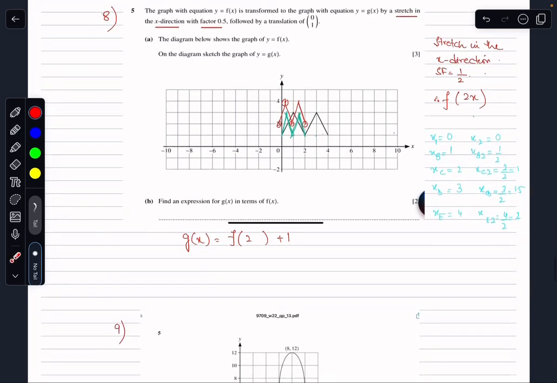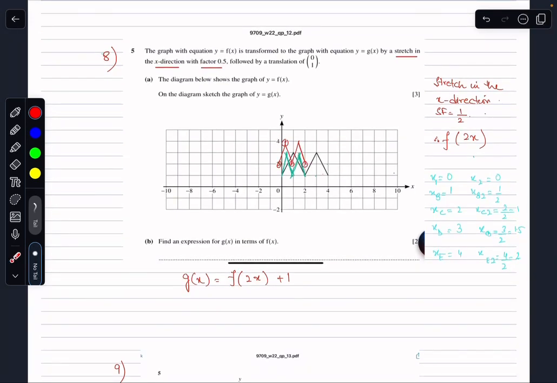Now the second part of the question, find an expression for g(x) in terms of x. So what is going to be the function for g(x)? Obviously what I know is that it is having a stretch for f(x), therefore I'll be writing it as f(2x), and then a translation in the y direction, therefore it's f(2x) + 1. This is going to be my final transformed equation for the given function f(x).